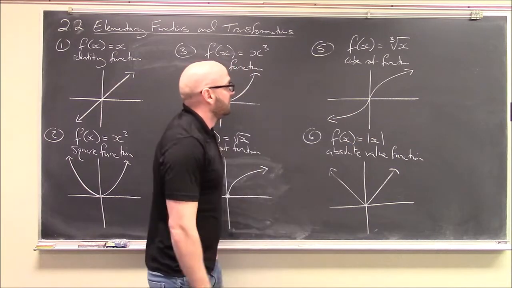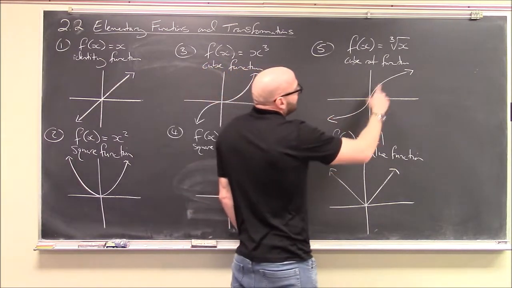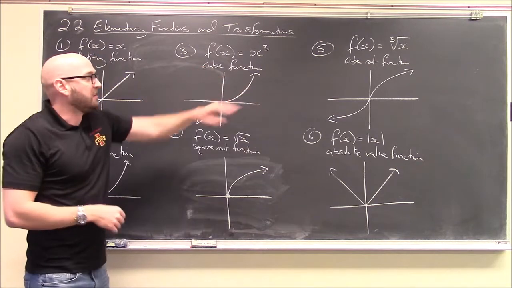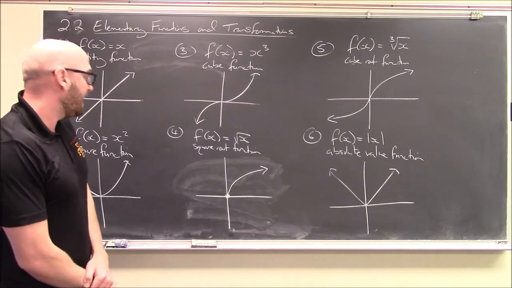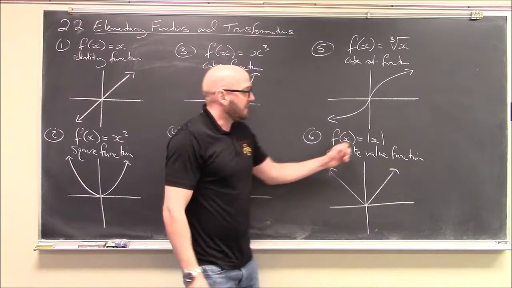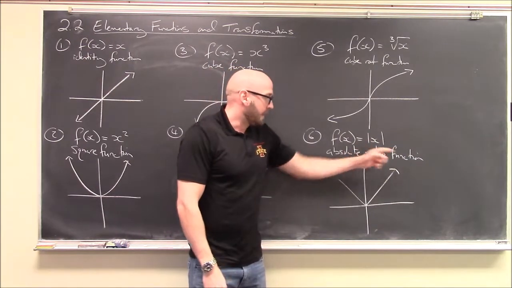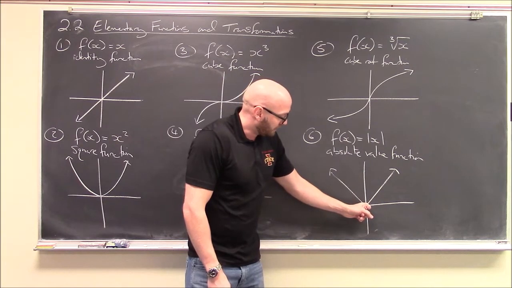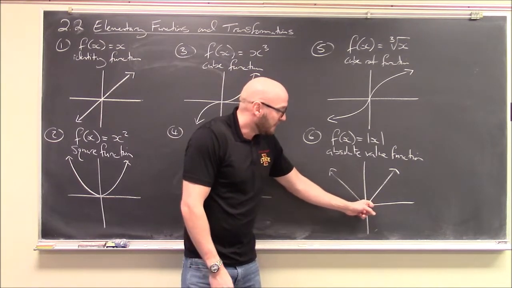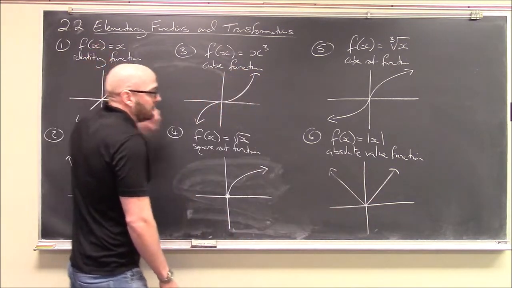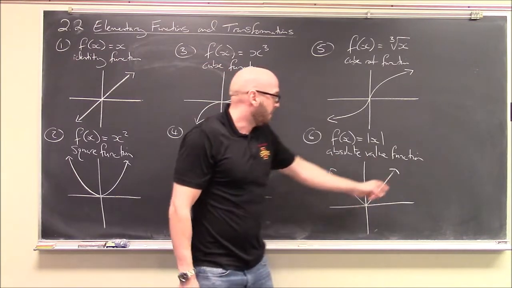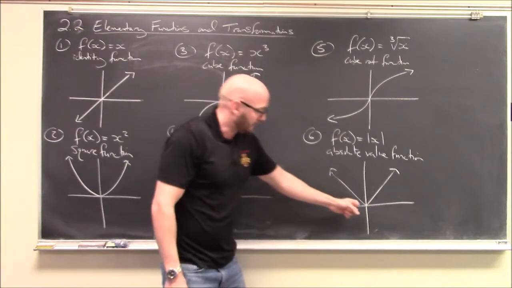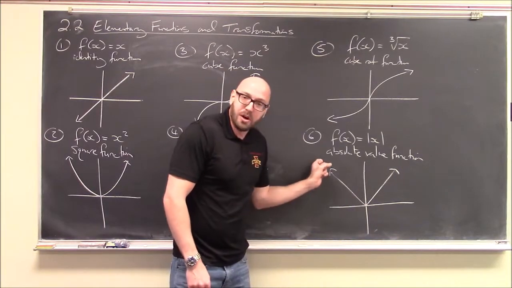Again, this squiggly shape that I don't really know how to describe. It looks a bit like the cube function, but on its side. And last but not least, f of x is the absolute value of x. So the absolute value function, for positive values of x, it looks like y equals x and has slope 1, but for negative values of x, it actually looks like y equals negative x. So it then slopes up in the opposite direction.